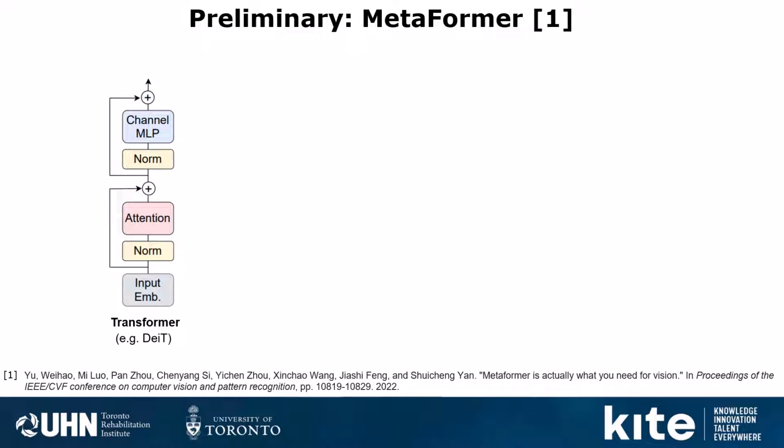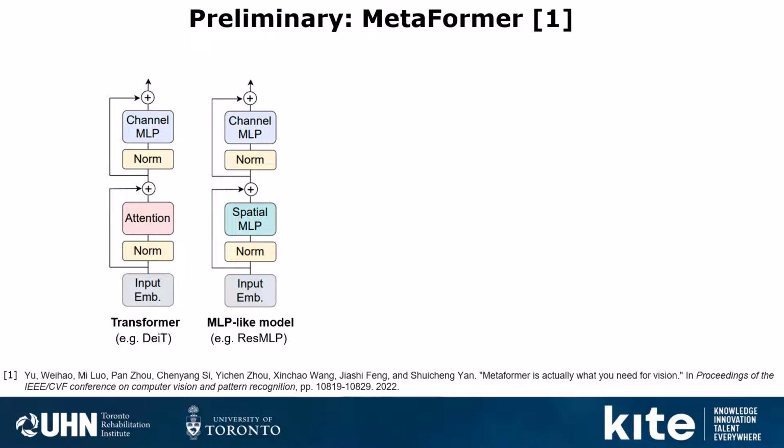One of them is attention, which is responsible for mixing the information among tokens, followed by channel MLP, which is applied on each token separately. By mixing the information among tokens, it can generate a better representation. And there have been some attempts, like MLP-like models, that replace attention with spatial MLP.